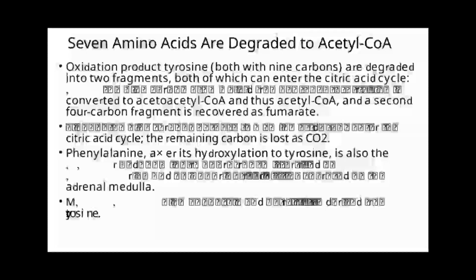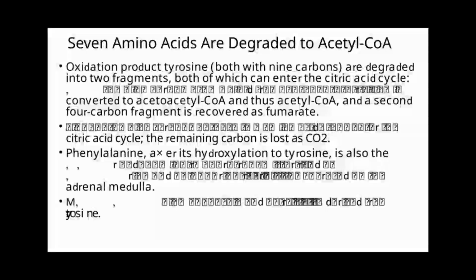This acetoacetate is then transformed into acetoacetyl-CoA, which ultimately becomes acetyl-CoA, a crucial molecule in energy metabolism. The second 4-carbon fragment is recovered as fumarate, another intermediate in the citric acid cycle. In total, 8 of the 9 carbons from these 2 amino acids successfully enter the cycle, contributing to energy production. The remaining carbon is lost as carbon dioxide, highlighting how the body efficiently manages amino acid degradation.